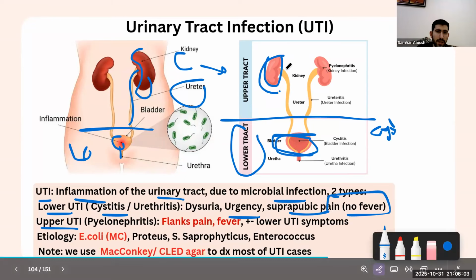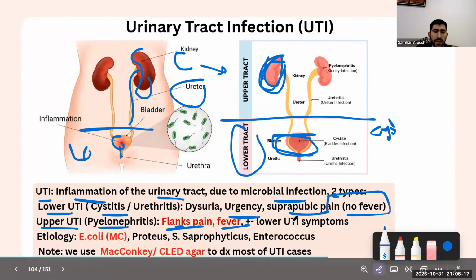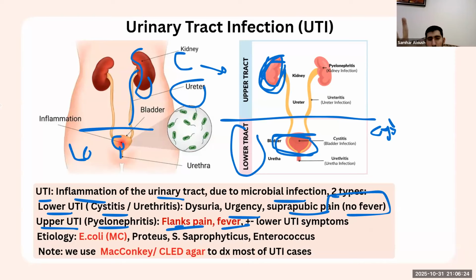But if it's upper UTI, where the kidney is involved, then it's called pyelonephritis, inflammation of the kidney. It will have flank pain. Why flank pain? Because the kidney is in the flank, so if we affect the kidney we'll have flank pain and fever, plus or minus dysuria and urgency. So UTI is inflammation of the urinary tract. If it's lower the patient will not have fever. They will have dysuria, urgency, suprapubic pain. But if it's upper UTI we will have flank pain and fever. So if the patient has fever, definitely pyelonephritis, without thinking.